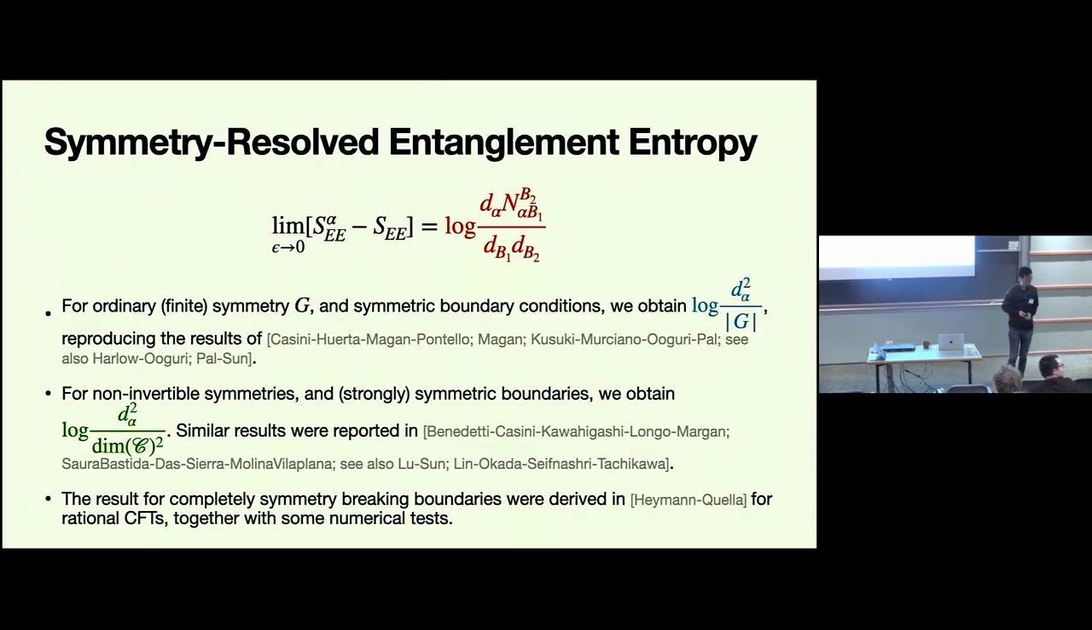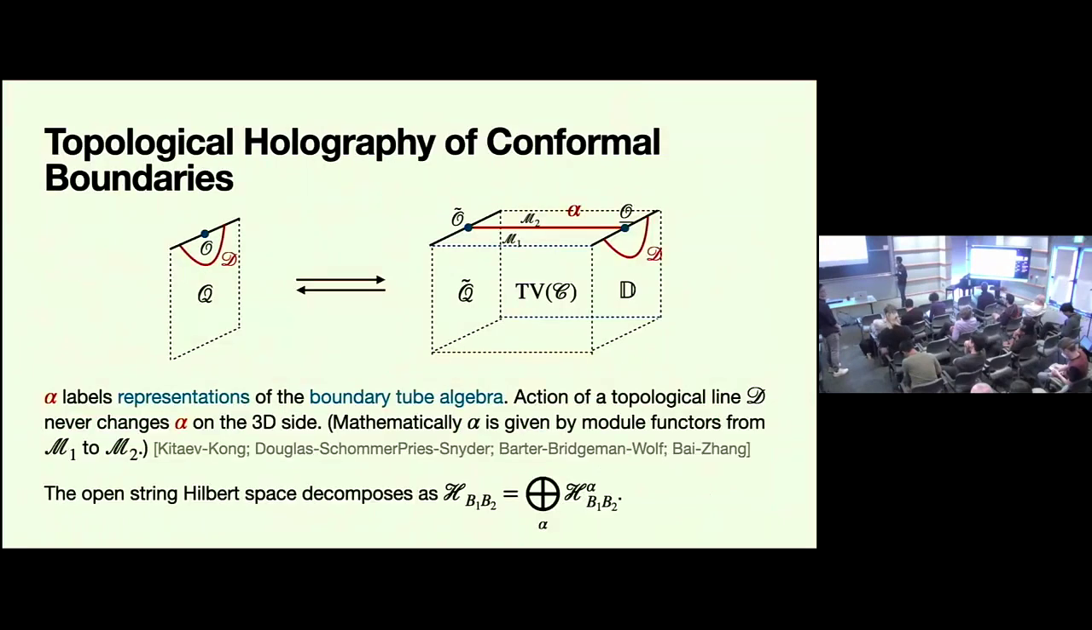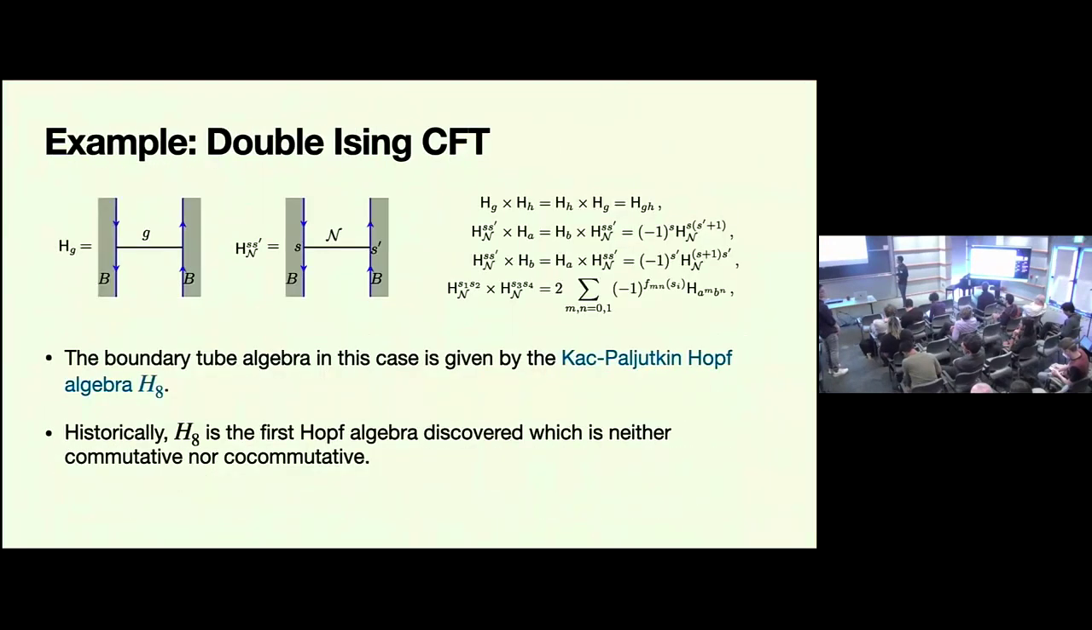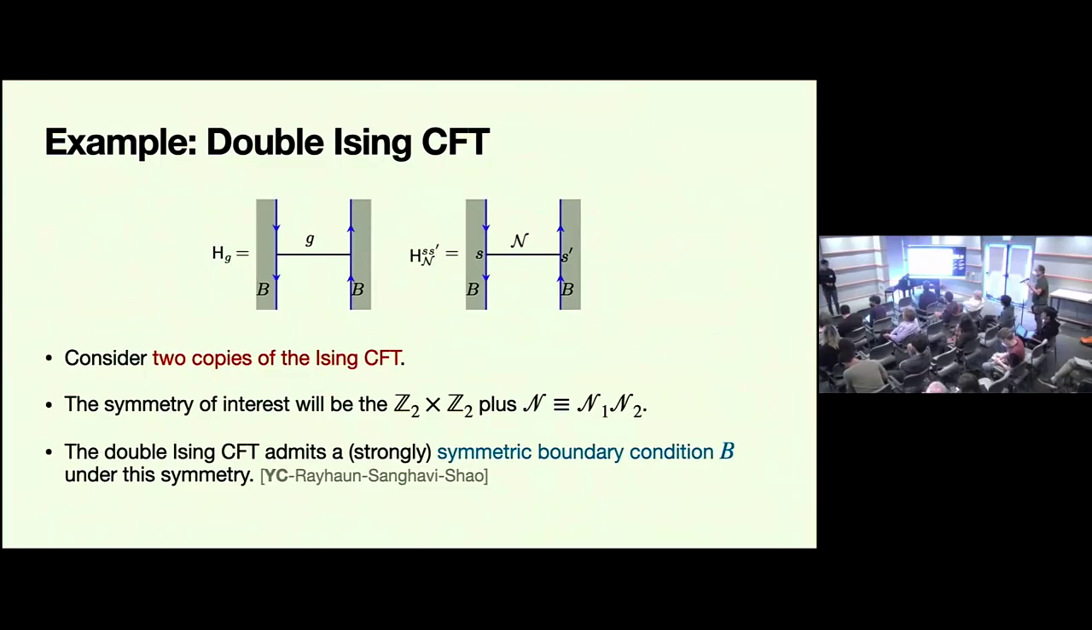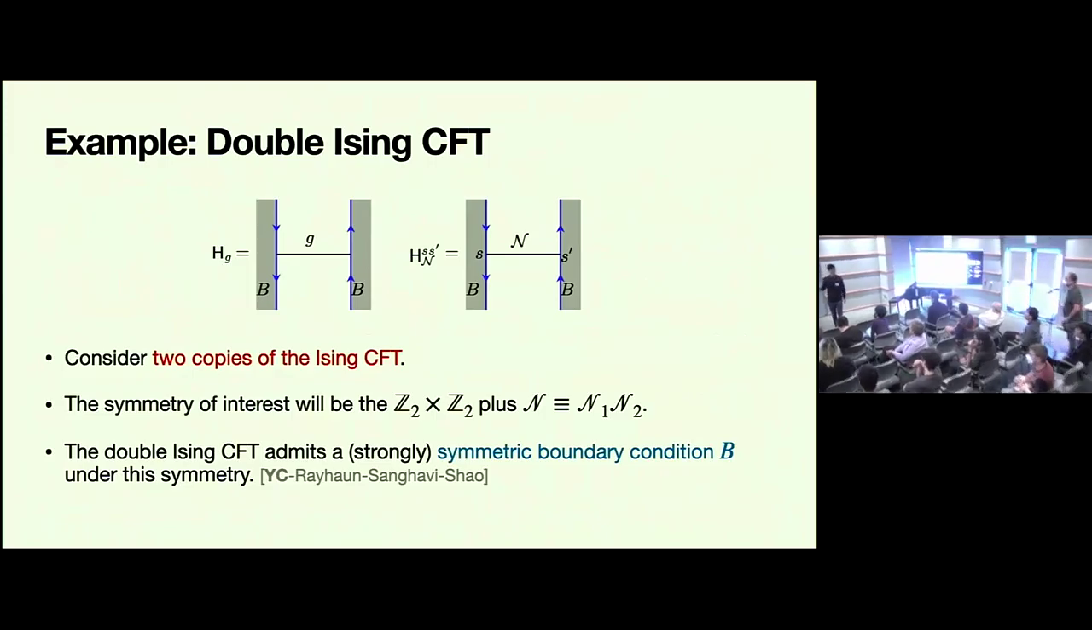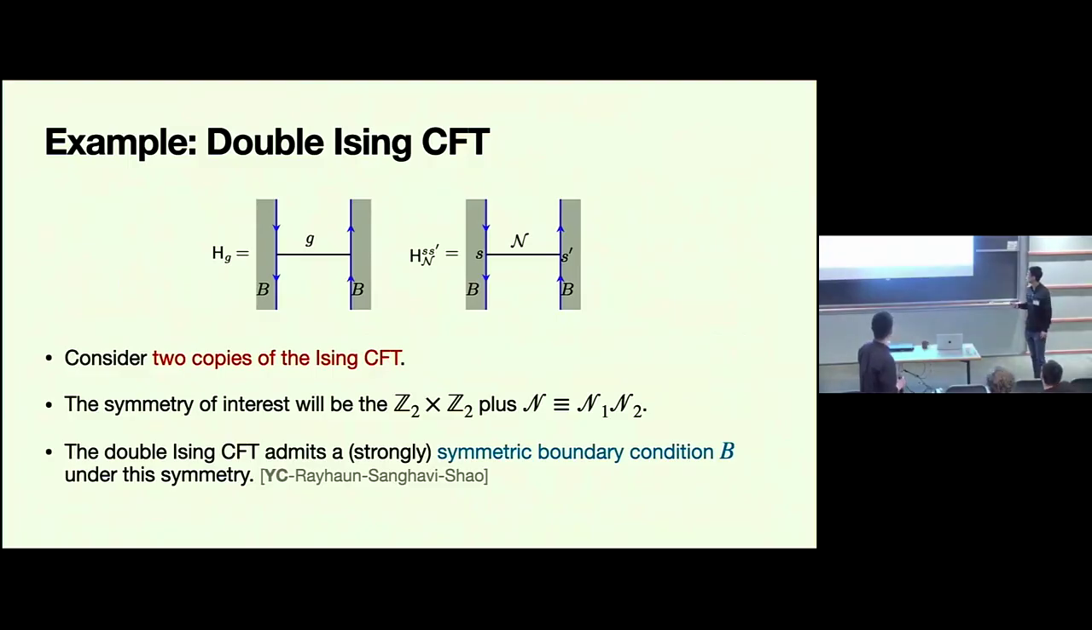Yeah, thank you. You mentioned the example of the doubled Ising CFT, and you constructed some symmetric boundary state under Z2 cross Z2 plus this Kramers-Wannier. So my question is, is that a new conformal invariant boundary state, or is it one of the known ones? Yeah, so this is not a new conformal boundary condition, but I can tell you how we found it.